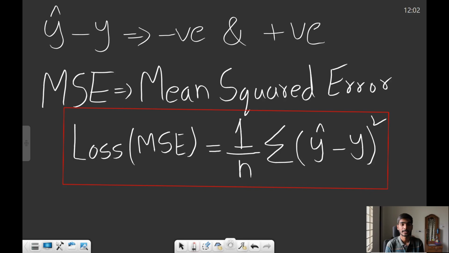If you square it, you will just get the 1. But consider this error of 100 rupees. If you square it, you will get 10,000. So the larger the error, the more the model gets punished. So it tries to make far fewer errors.